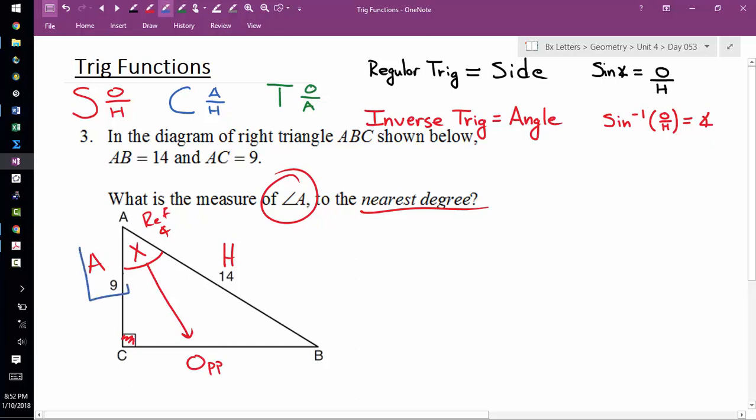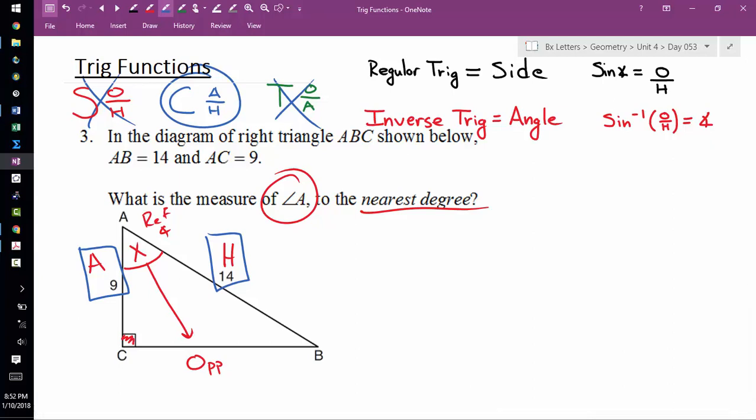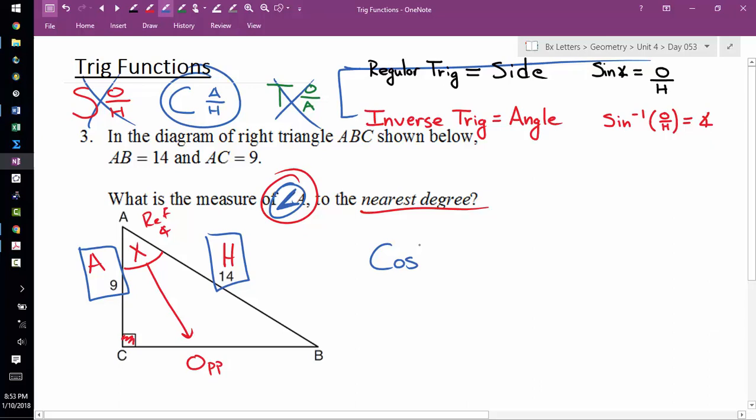And we can see I have information about the adjacent, I have information about the hypotenuse, so the trig function I'm going to use must be cosine, because that utilizes adjacent and hypotenuse. My next question is, well, am I finding a side or an angle? And if I read the question, I'm finding an angle. So it is inverse trig for me. So when I write out the cosine, it will be the inverse cosine.